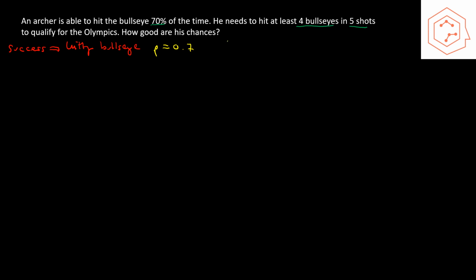That means our failure is missing the bullseye, and if he hits it 70% of the time, then that means he misses 1 minus 0.7 equals 0.3 or 30% of the time. He has a total of 5 shots, so n is equal to 5. We have 5 trials, and he needs to hit at least 4 bullseyes. Now the important thing to notice here is the question says at least. So k is equal to 4 or 5.